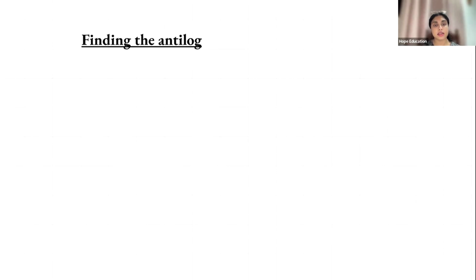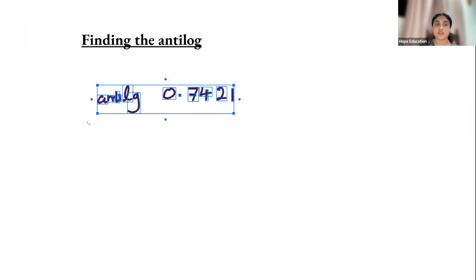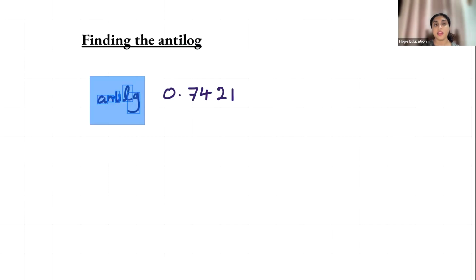If you get 0.7421, this is a log value, right? Log table එකෙන් ගත්ත value එක. මෙයාගේ anti-log හොයන්න කියලා කියනවා. Can you tell me the anti-log value of this? Quickly find and tell me.